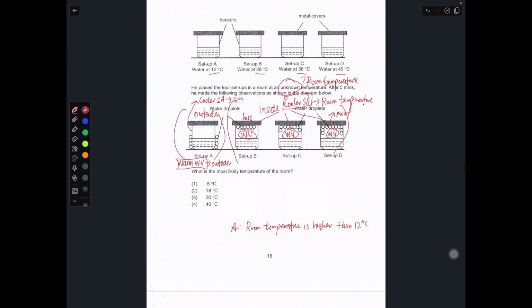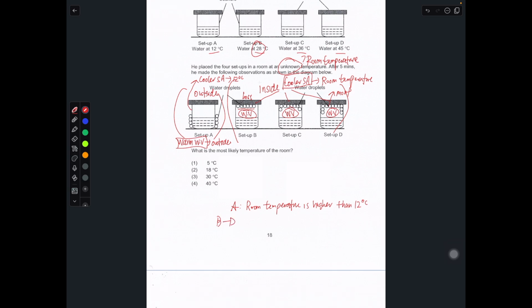So it must be lower than 28. Okay, so B to D tell us that the room temperature is lower than 28 degrees Celsius. So now you have a range to work it out with. 12 and 28. More than 12, less than 28. The most likely answer is number 2. Okay, so you are using where the water droplets form to know the temperature of the room, and this question is actually quite hard.